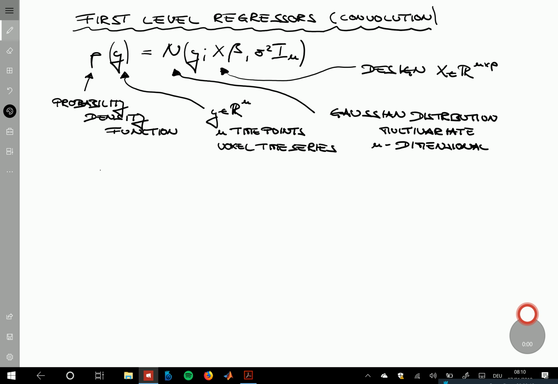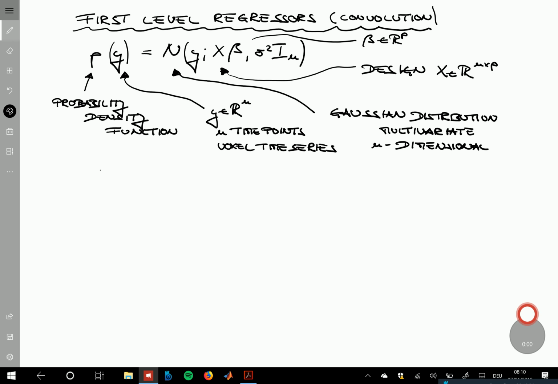What do they encode and how many are there? As many as there are conditions. And if you look at the design matrix, how many conditions are there? Almost P. Because this is a matrix product, you always need to look at the inner dimensions, and this is P times 1.